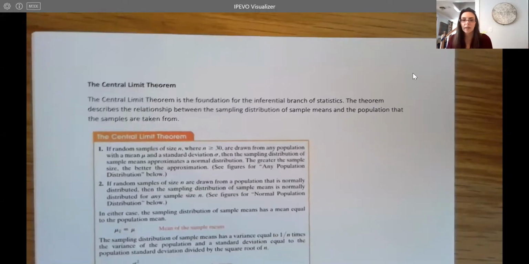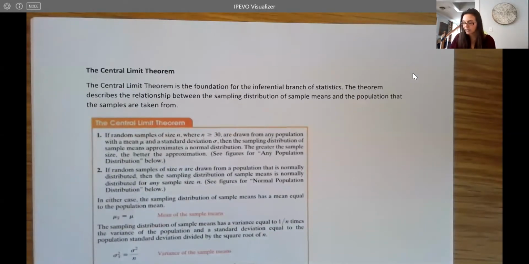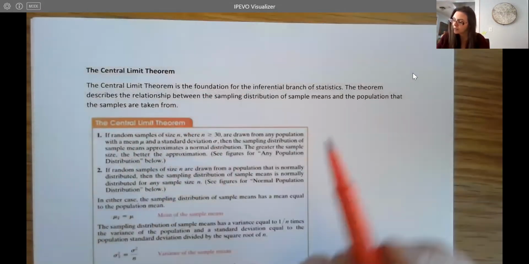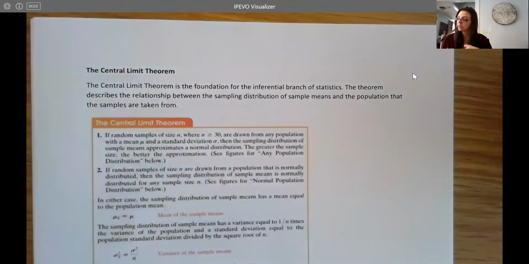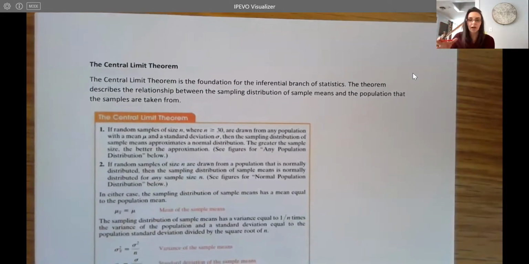Okay. So there's a really important theorem in statistics called the central limit theorem, which uses the ideas that we were just talking about. The central limit theorem is the foundation for the inferential branch of statistics, which is really what we're focusing on now, trying to make inferences about that population. The theorem describes the relationship between the sampling distribution of the sample means and the population that the samples are taken from. Again, we're focusing on this special sampling distribution where we have all these means already pre-calculated and they form their own data set. So that's what we're looking at here.